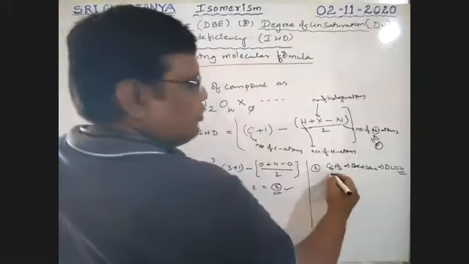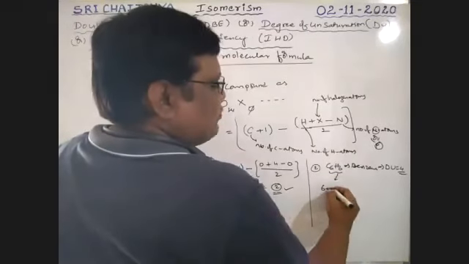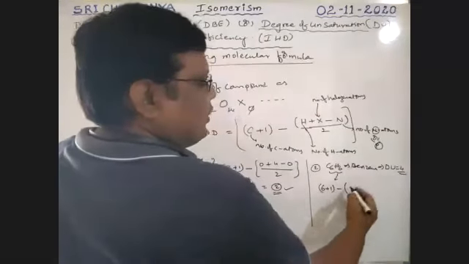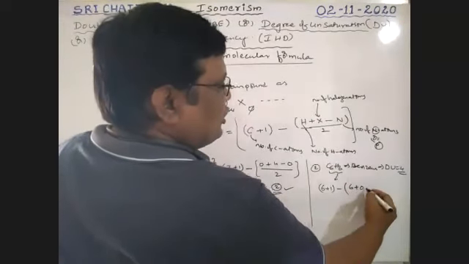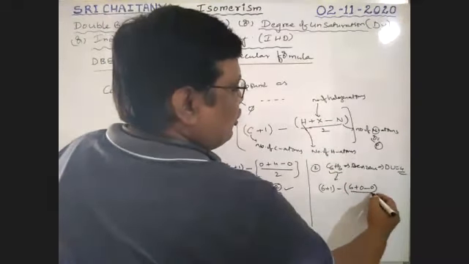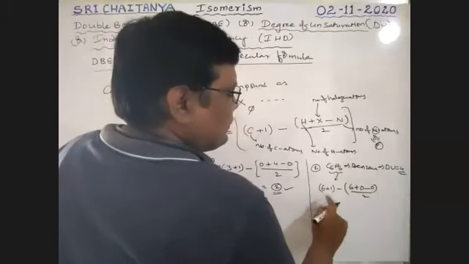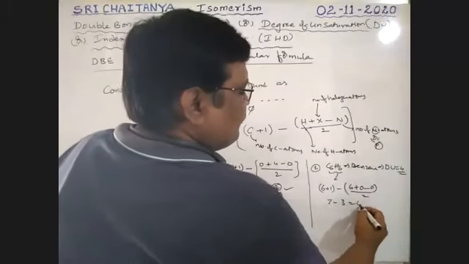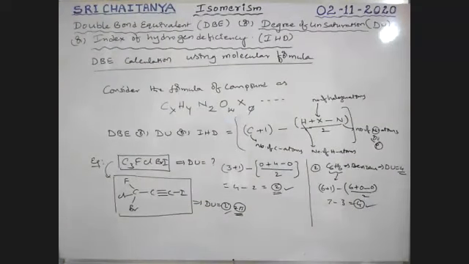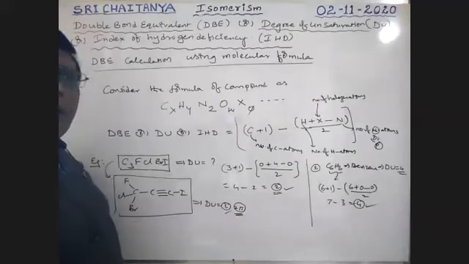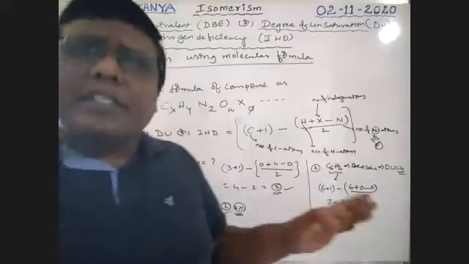I'm using the formula, boys: 6 plus 1 minus, so first of all, the number of hydrogens plus the number of halogens 0, number of nitrogens 0, by 2. That is 7 minus 3, 4. 7 minus 3, the answer is 4. Okay, so that means everything is the same.